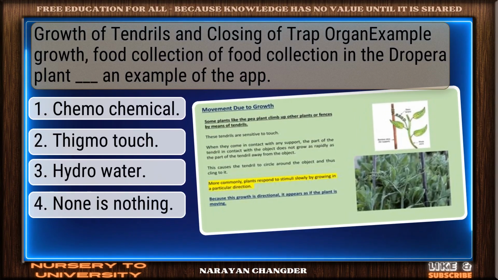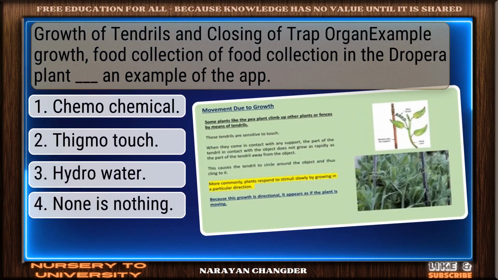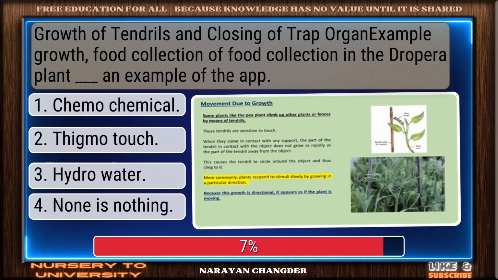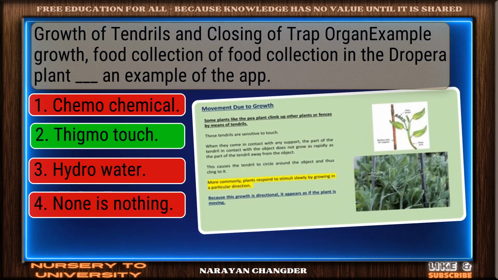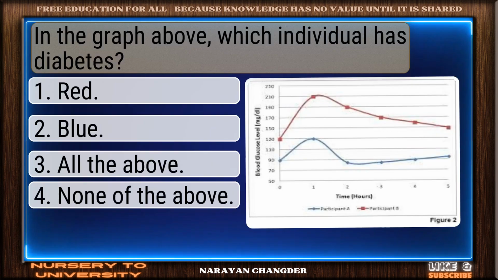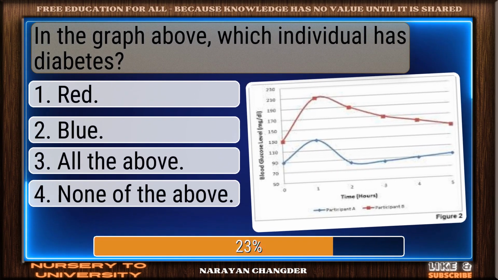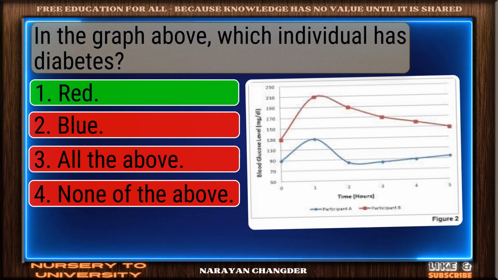Growth of tendrils and closing of trap organ, food collection in the dropper plant, are examples of the plant movement. Right choice. Touch is best. In the graph above, which individual has diabetes? Good job. Red works well.